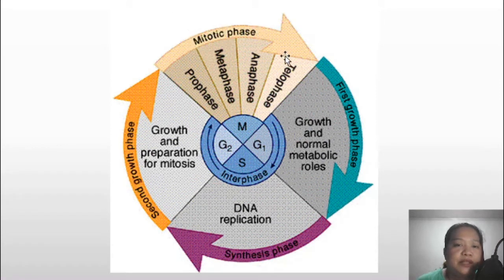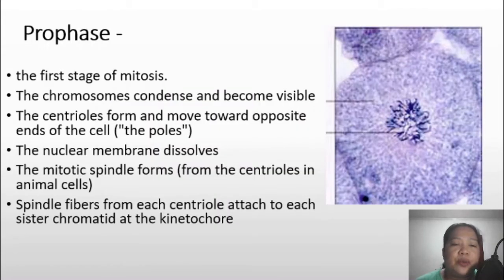Now, after the mitotic phase, this is the G1 phase called growth and normal metabolic roles of the cell. Then followed by the DNA replication under the S phase. And we have the G2 phase in which the cell prepares for mitosis. So this is the secondary growth phase. So what happens during the first mitotic division?